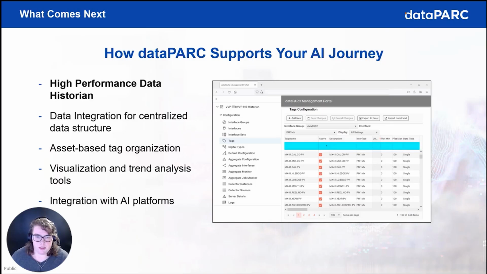DataPARC's historian is built to collect real-time data, including sub-second intervals, so you don't lose any of that resolution or context. So when you're training and validating models, you have all of the data you need. So you can't analyze what you haven't collected, and you definitely can't train accurate models on inconsistent or incomplete data. So having a historian and having that data collected is really important, and that first step.